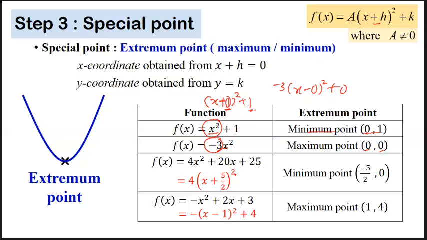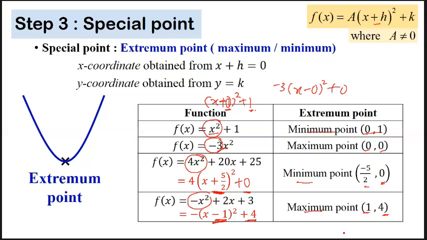Then the following two examples are very obvious. Here x is negative 5 over 2, and 0 for the y coordinate. We have a minimum point, as you can see from the positive coefficient of x squared. The other one has a maximum point, with a negative coefficient, and the coordinates are positive 1 and 4.